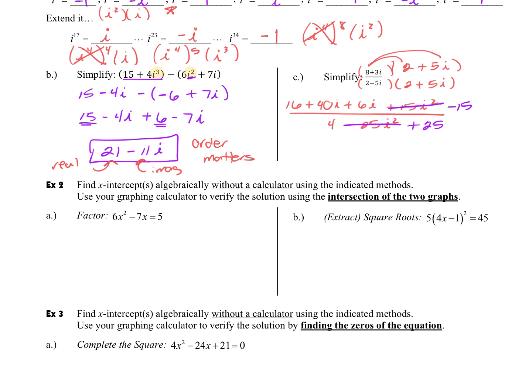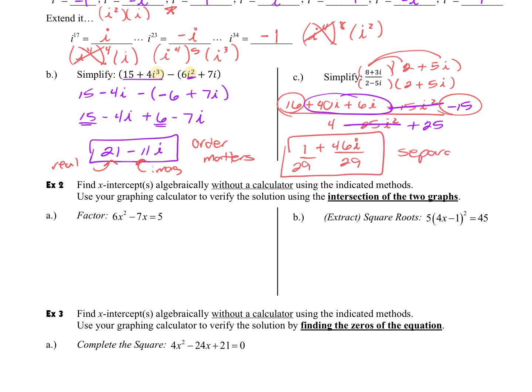Now I can group my terms. I'm going to take my real values. 16 minus 15 leaves me with a 1. I can combine the two imaginary portions. That's going to give me a plus 46i. And my denominator becomes 29. Now what I'm going to do is write this as the two separate portions. If we separate, we can see the real portion and the imaginary portion, and that is important.